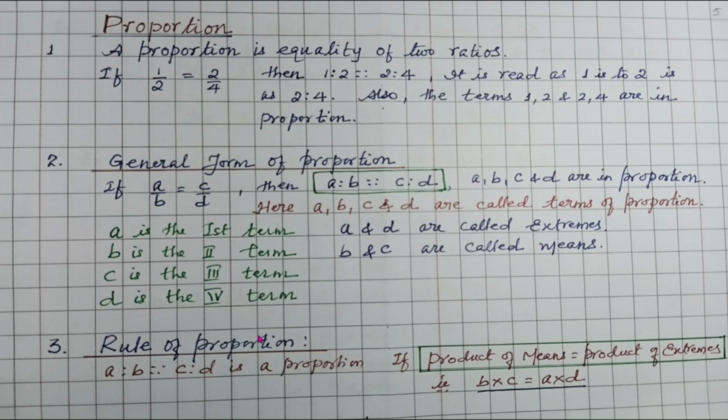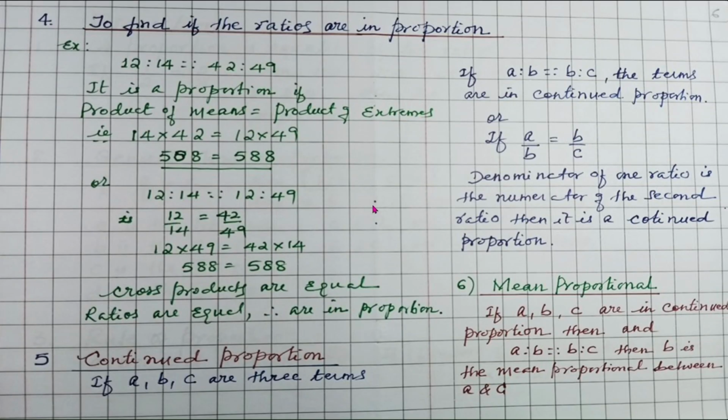Remember that. Now the rule of proportion is: if A is to B proportion C is to D is the proportion, then the product of the means, that is B into C, is equal to the product of the extremes, A into D, and that is called the rule of proportion, which is very useful in calculations.